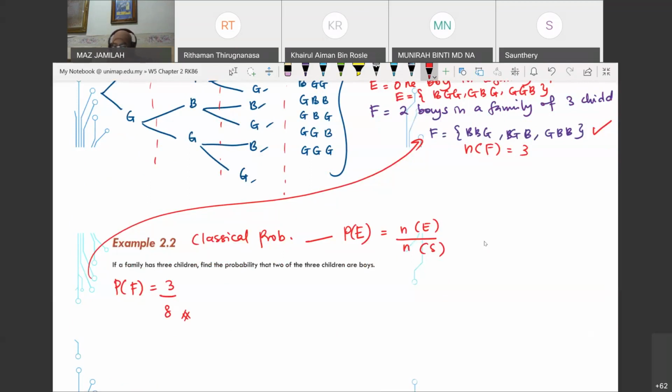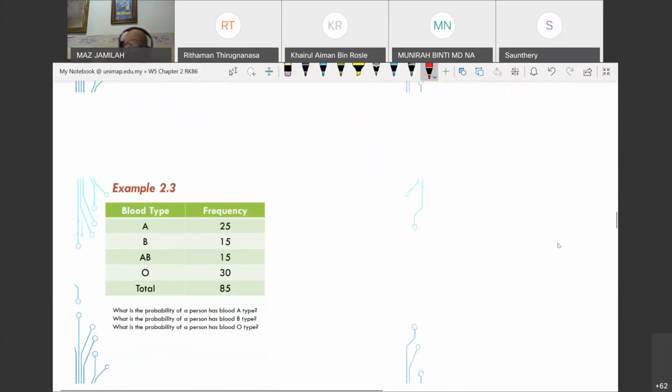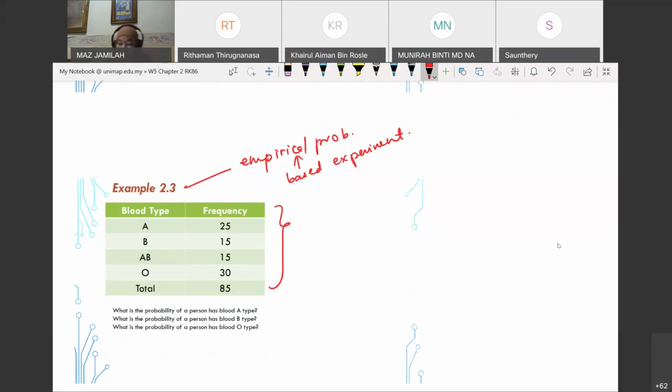Okay, clear class? Now, example 2.3 reflects the empirical probability. Now, empirical probability is based on experiment. So if this is based on experiment, then where does this come from? If you look at example 2.3, consider the following frequency distribution of blood type obtained from a sample of 85 UNIMED students.